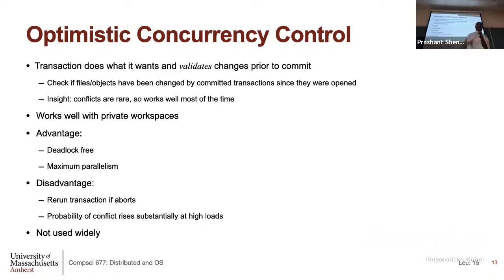So despite the simplicity of optimistic concurrency control, many systems actually don't use it. And the reason is, as I said, how the system works is load dependent. At low loads, the success rate of transactions is quite high. At high loads, the failure rate of transactions becomes high because more of them start conflicting.